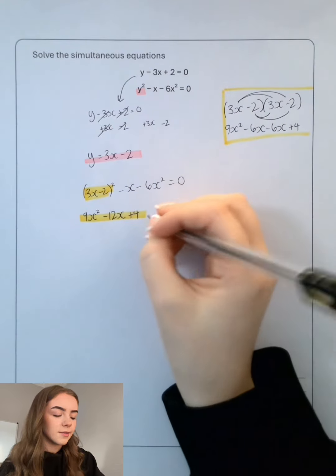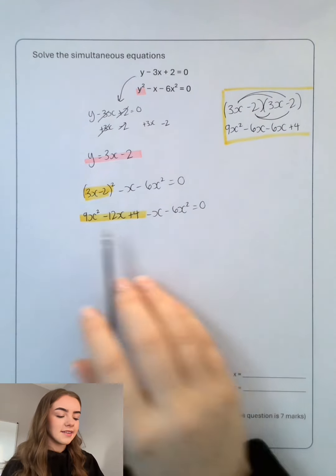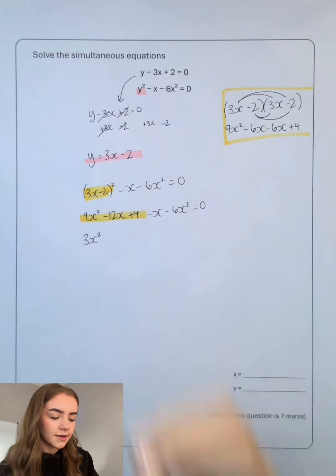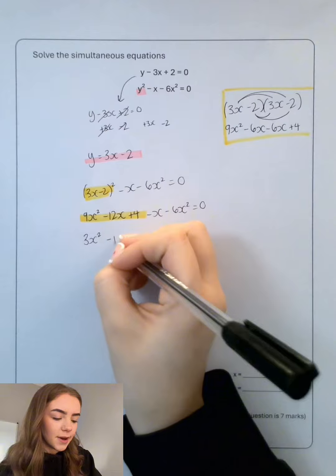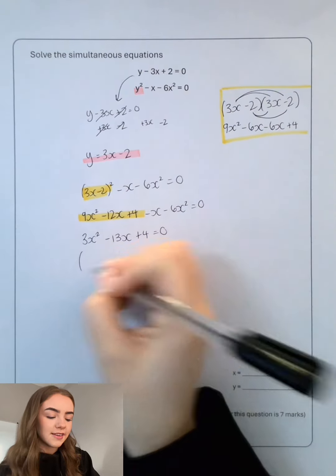Then for the rest of our terms, we still have the minus x and the minus 6x squared. Simplifying again by collecting like terms, 9x squared minus 6x squared will be 3x squared. Minus 12x minus x is minus 13x, plus 4 is equal to 0. To solve, let's factorise into double brackets.